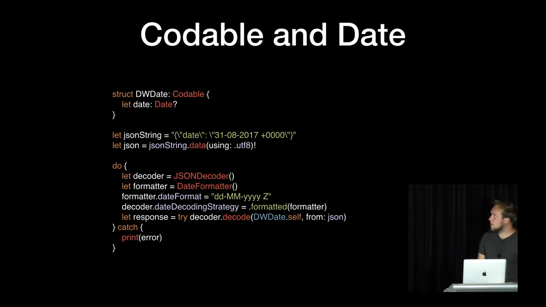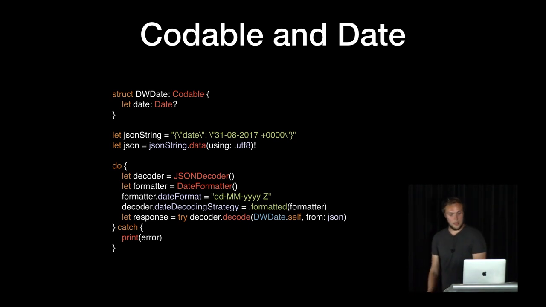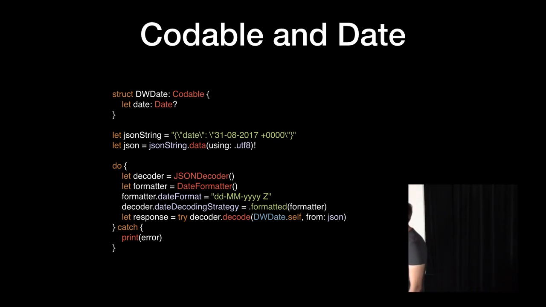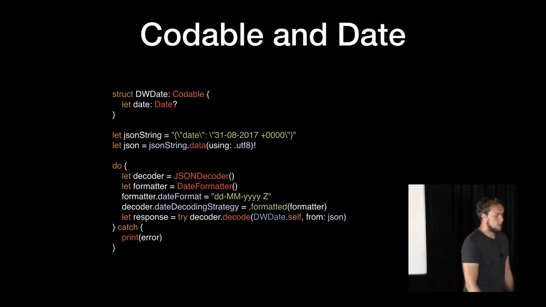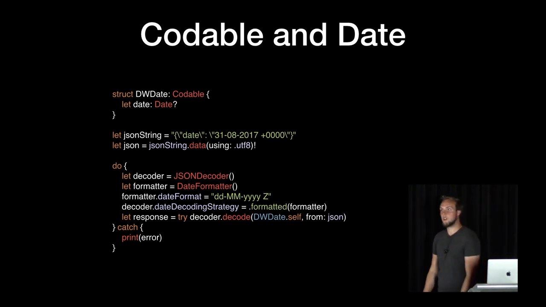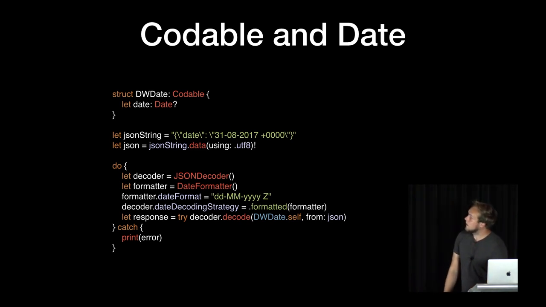So one of the things that I did notice is that Codable and Date are not good friends, like at all. I think they kind of dislike each other. Like in this example, it works well. So we have a simple item in JSON. It's just a single property, a date, with a struct, DW date. And then I decode it.